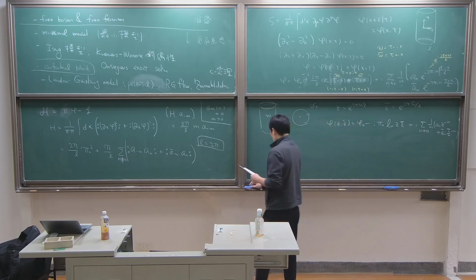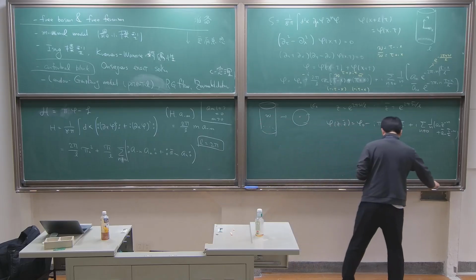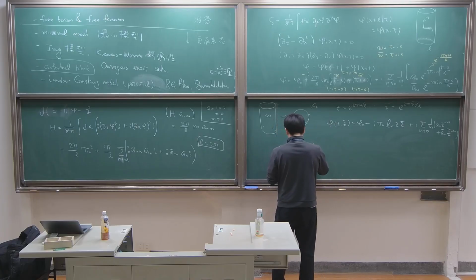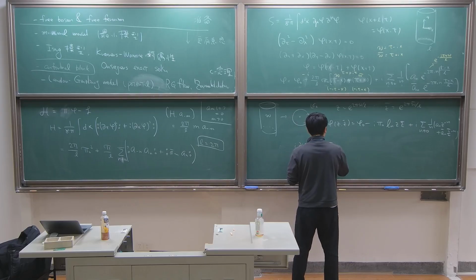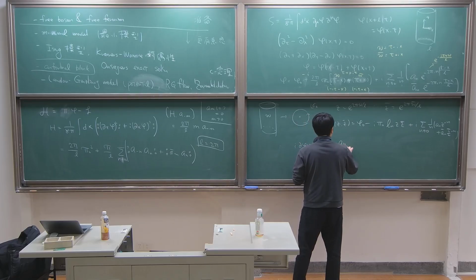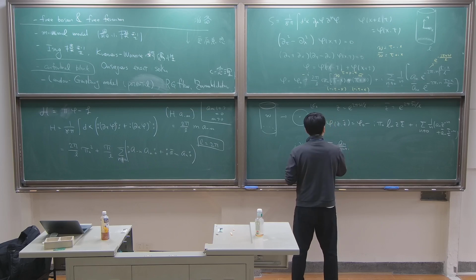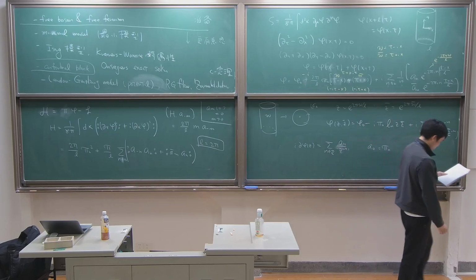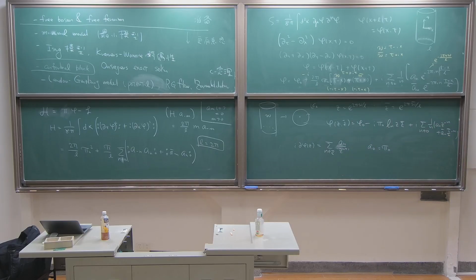Then phi in fact has the following beautiful form, where a 0 can be identified by the zero mode. Any question at this moment? It's super straightforward.